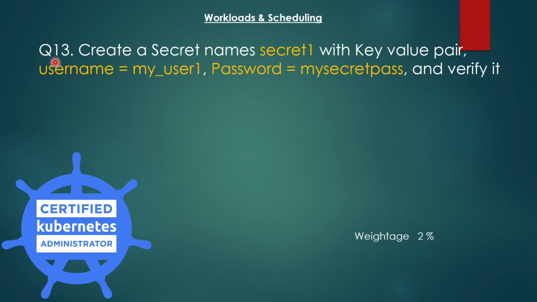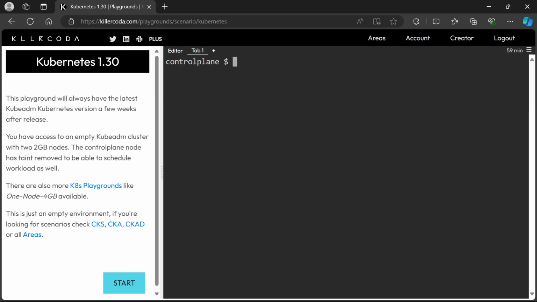The 13th question is to create a secret named secret1 with key value pairs. Username equals myuser1, and the password is mysecretpassword, and we have to verify it after creation. Okay, let's go to the cluster.